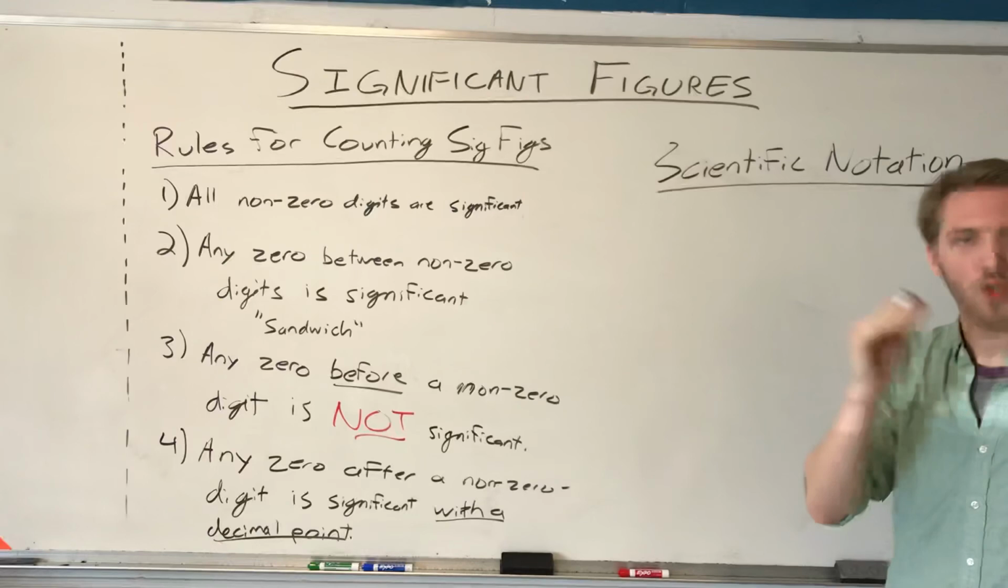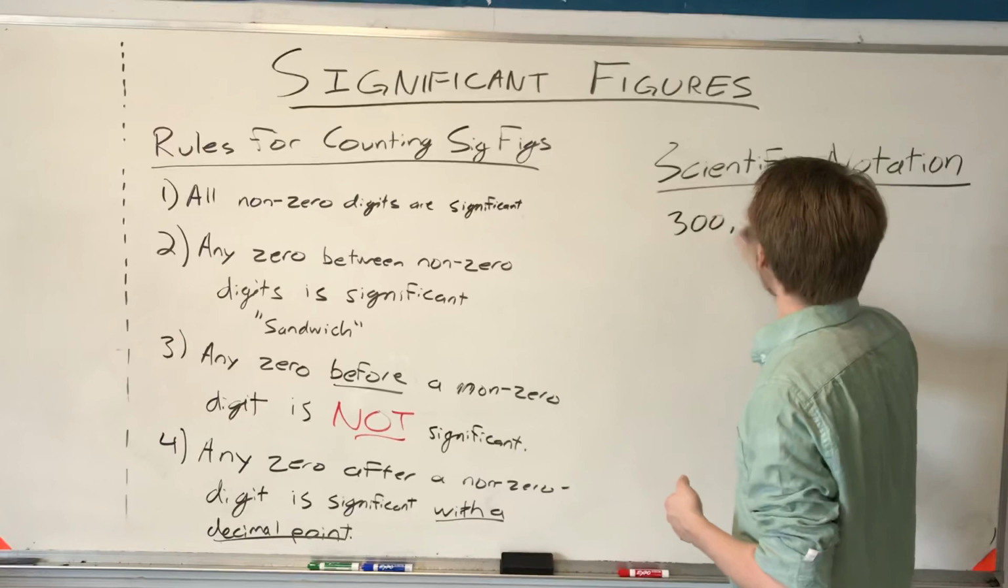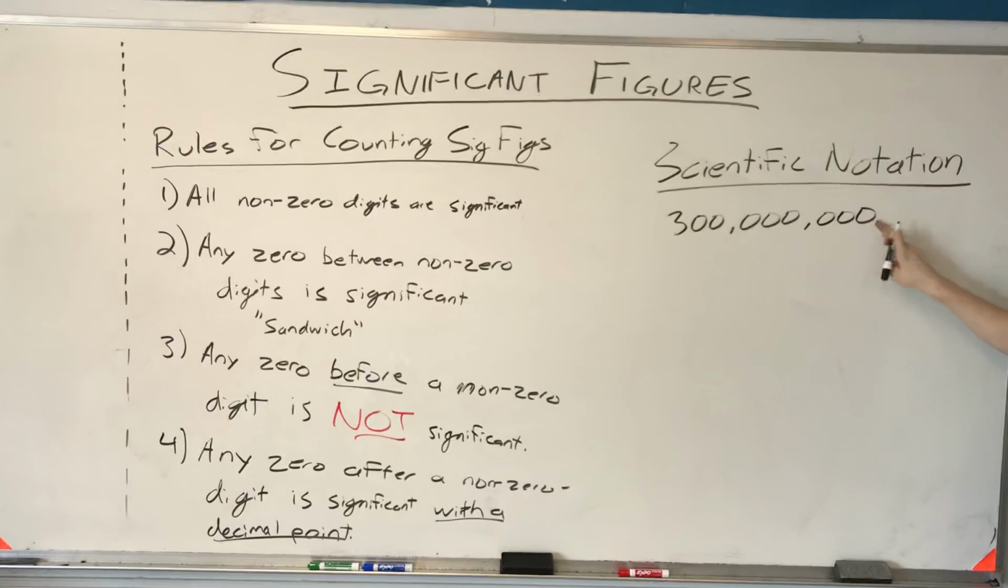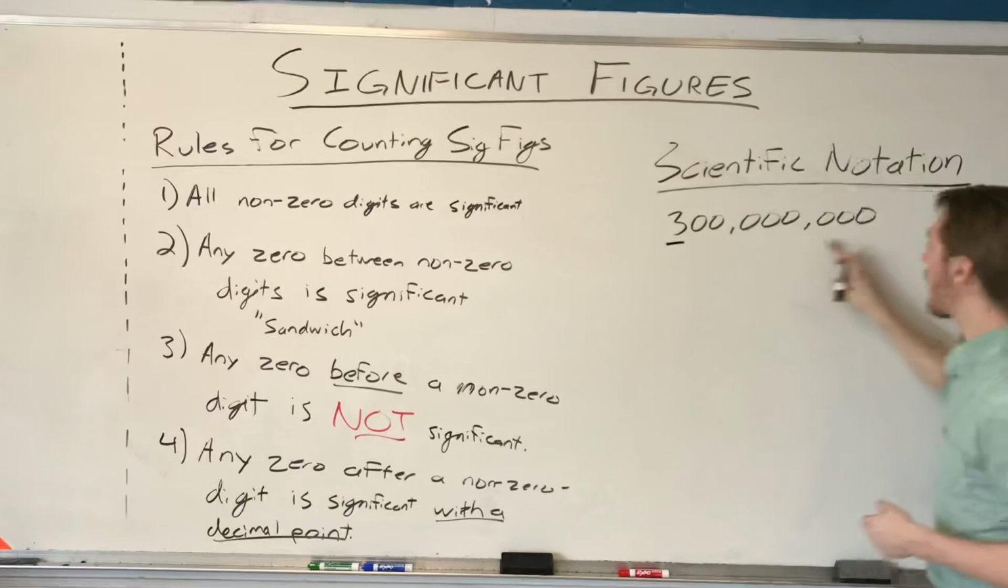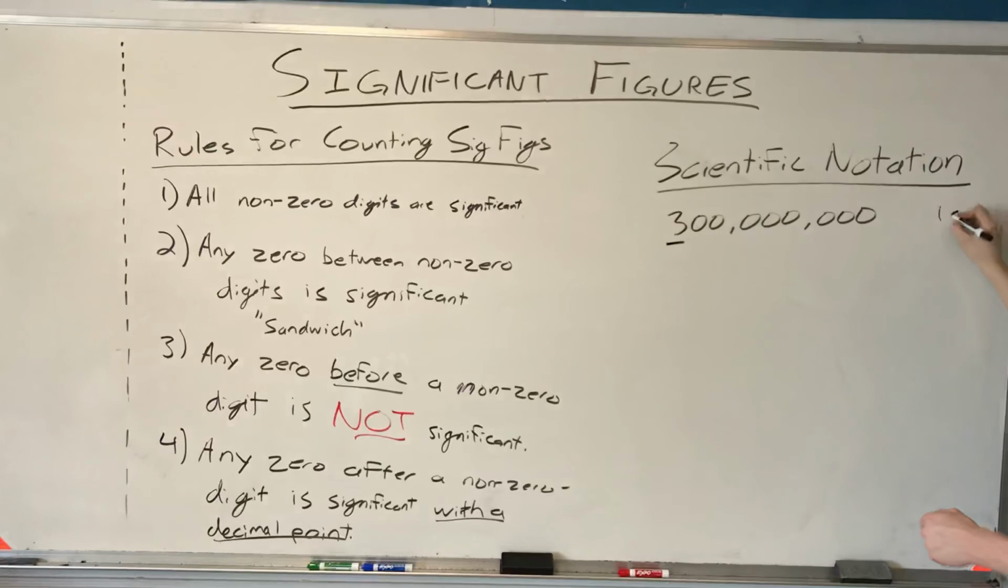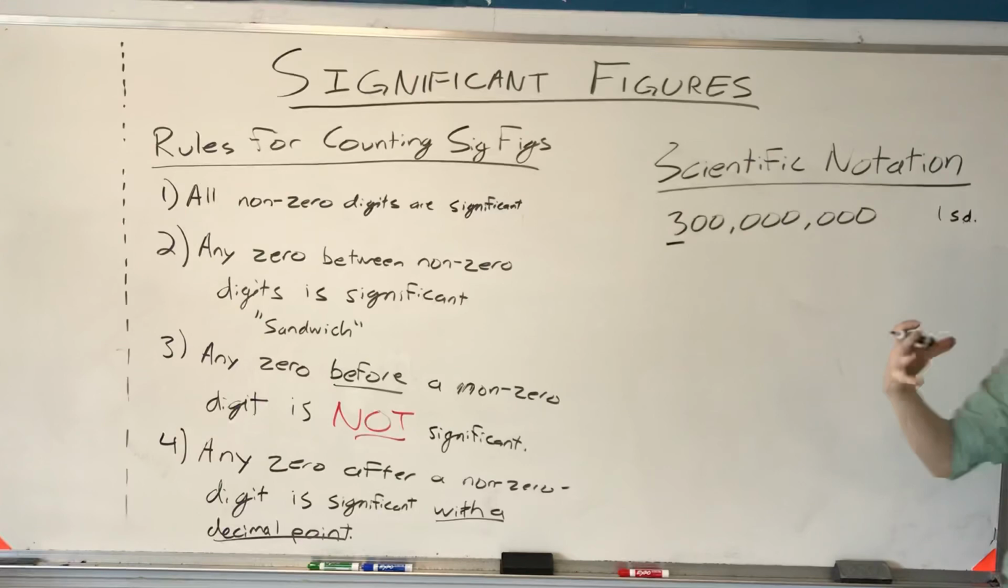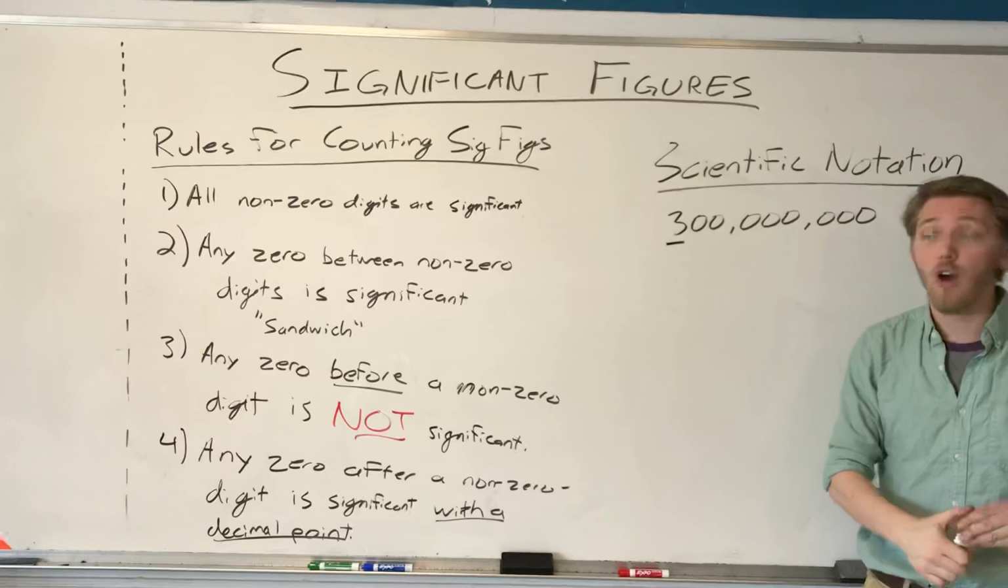So let's go back to the speed of light. The speed of light is 300 million meters per second. Now, this is a really big number with no decimal point. So that means the only significant digit here is that 3. All these zeros after are not significant because there's no decimal point. So this number has one significant digit. So that's good, but now I've got all these zeros here that are making this number really clunky. They're important because they change the value of that 3. So what I can do is write this in scientific notation.